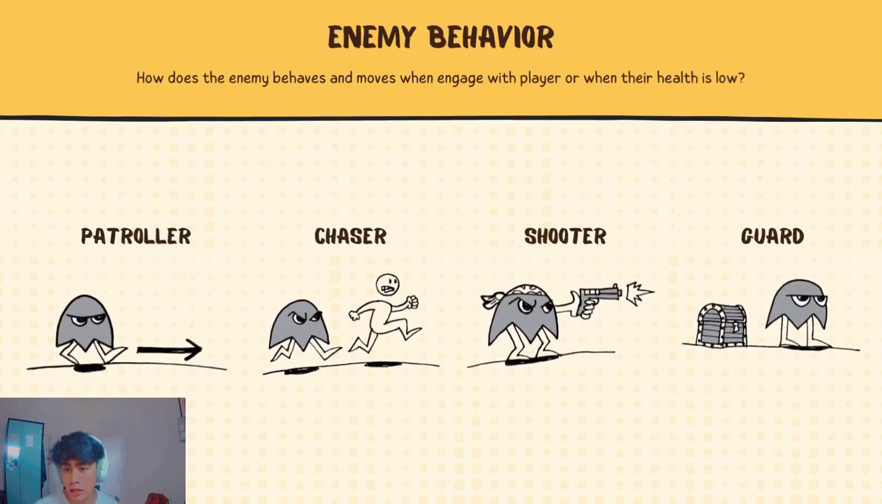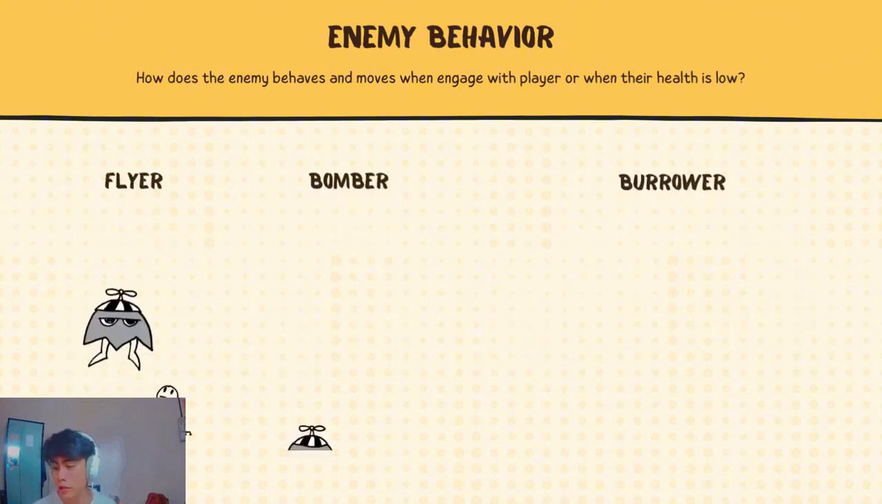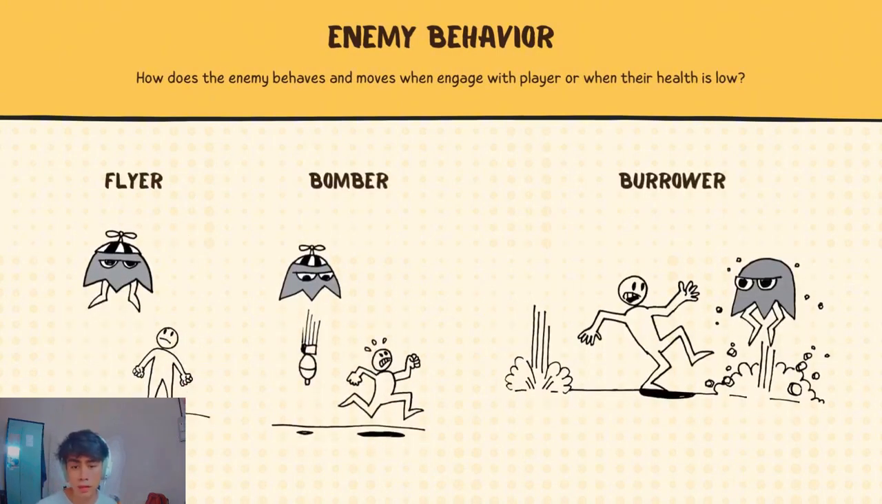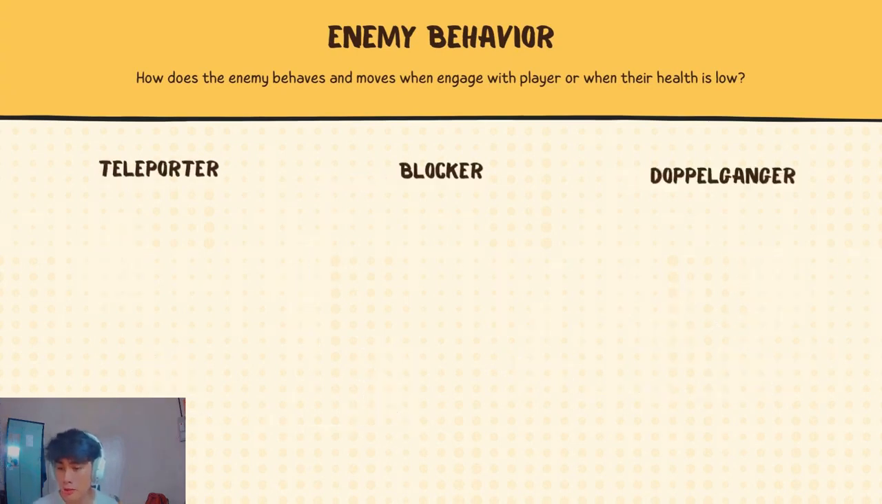Next, we are talking about enemy behavior. How does the enemy behave and move when engaged with the player or when their health is low? For example, we have the patroller, which will patrol the area. We have the chaser, who will chase the player. And we also have the shooter, who will start shooting at the player from outside. And we also have the guard, who will guard the treasure before the player comes in. And we also have the flyer and the bomber, which can both fly, while the bomber can actually drop a ticking bomb, while a burrower can actually spawn in front of the player out of the blue.